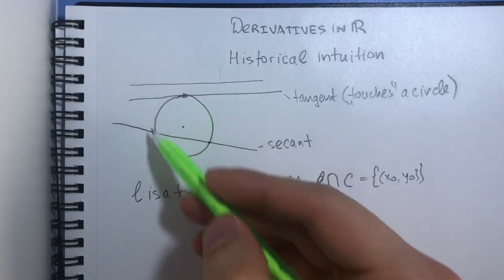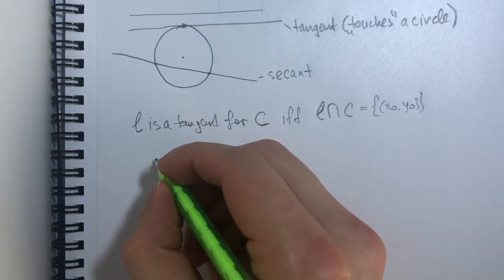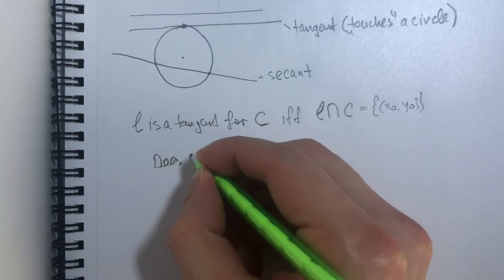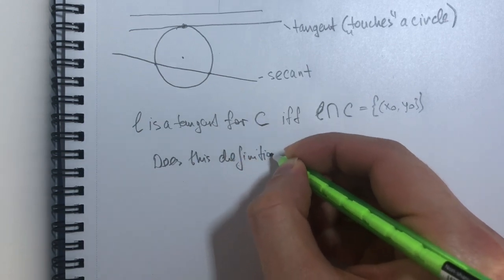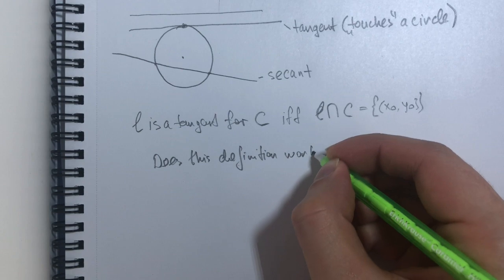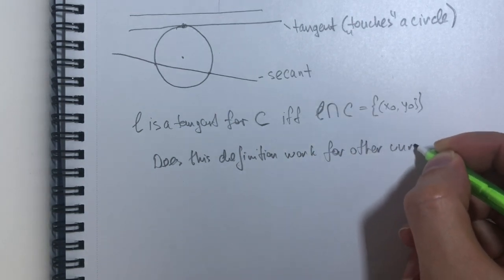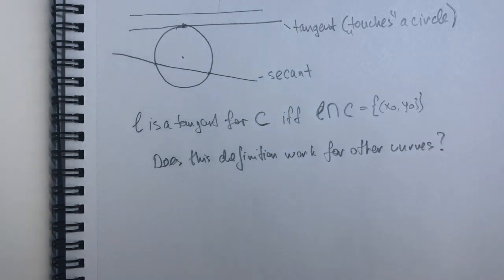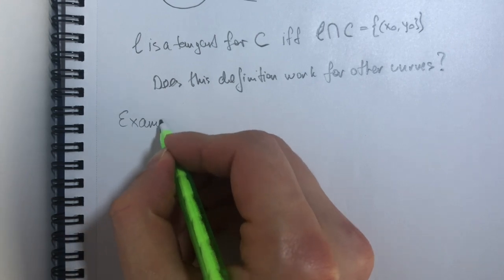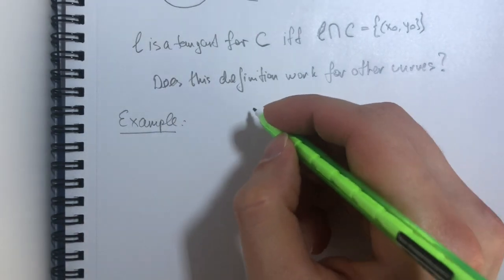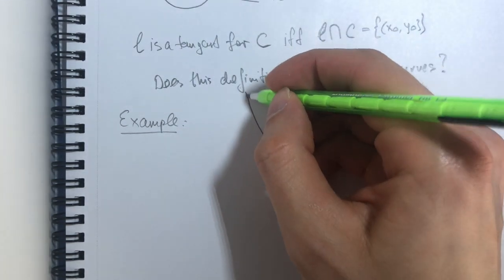Now, of course, a circle is not the only shape we can have, so a natural question would be, does this definition work for other curves? And let's have an example of a familiar parabola, right? I'm drawing it without coordinate axes, but it's fine.